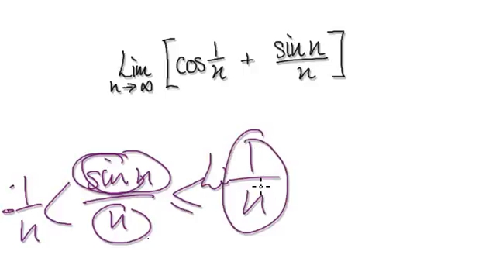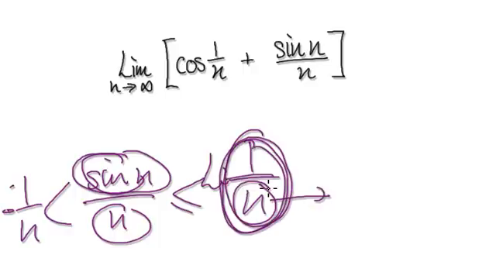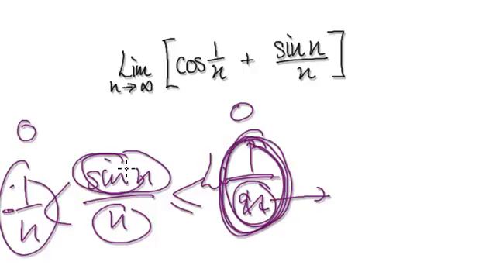As this thing here heads towards infinity, 1 over a very, very big number, this bit here is going to be 0. This bit here is going to be 0. This thing here is going to be 0. So therefore the limit of this as n tends to infinity will be 0.